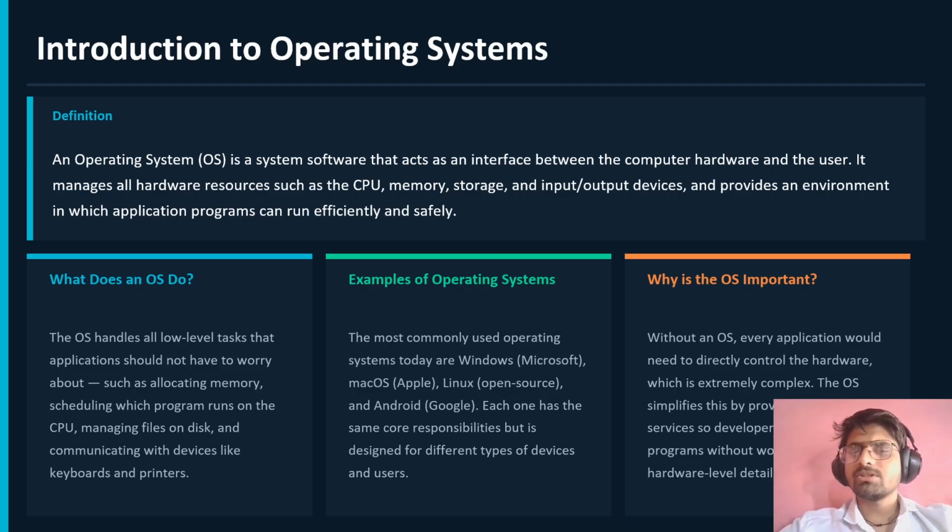So why is the operating system important? Without an operating system, every application would need to directly control the hardware, which is extremely complex. So the operating system simplifies this by providing standard services so developers can write programs without worrying about hardware level details.